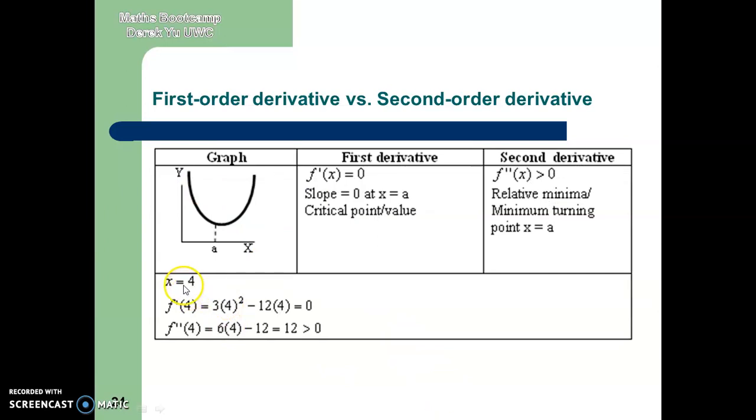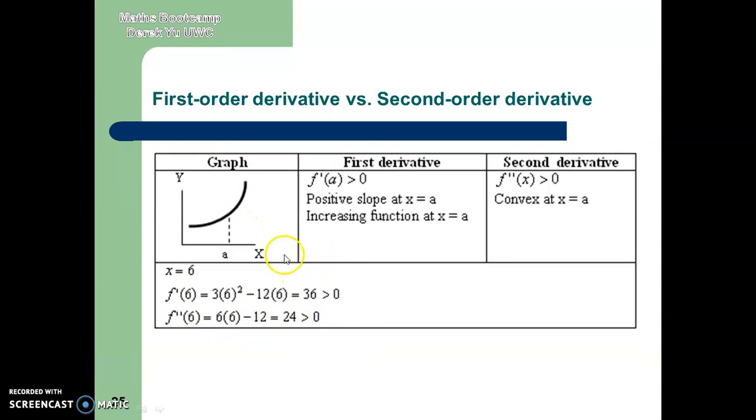Second last one, when x equals 4, I substitute x equals 4 into the first order derivative. 0, so it must be a turning point or critical point. Second order derivative, 12, positive, so it means convex, happy face. Then it means a minimum turning point. So I repeat, for a minimum turning point or minimum critical point, first order derivative is 0, second order derivative positive, which means convex, the happy smile.